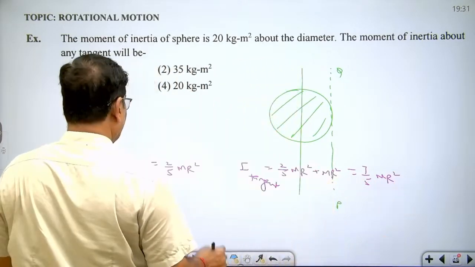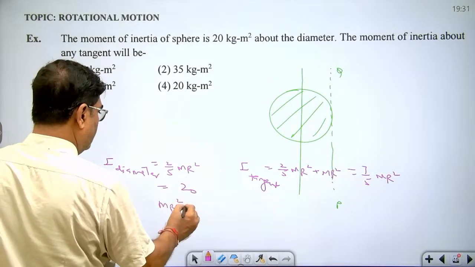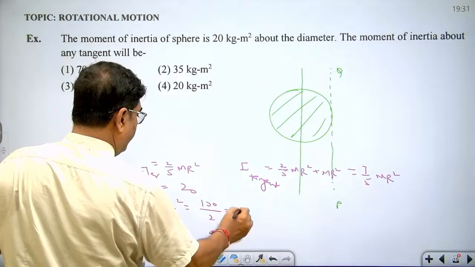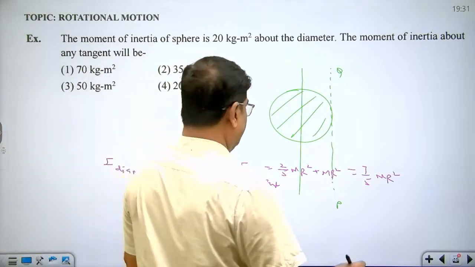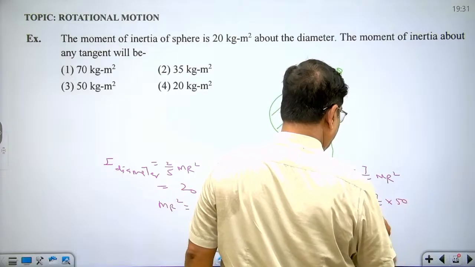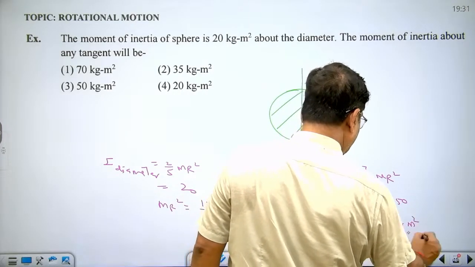Dear student, this is given in the question as 20. So mr square is what? Mr square equal to 100 upon 2. This is equal to 50. So this is 7 upon 5 into 50. This is 70 kilogram meter square. Okay, so this is the answer.